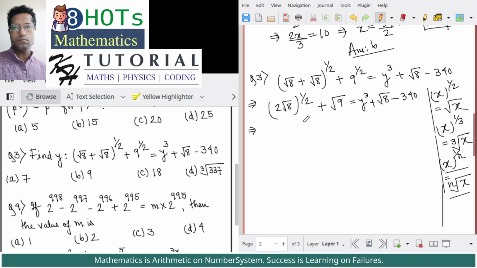Square root of 2. Now, 2 root 8 whole to the power half. What should I do? Should I convert? Let me see if I convert these root 8 terms as a power of 2. So what will be 2 multiplied by root 8?